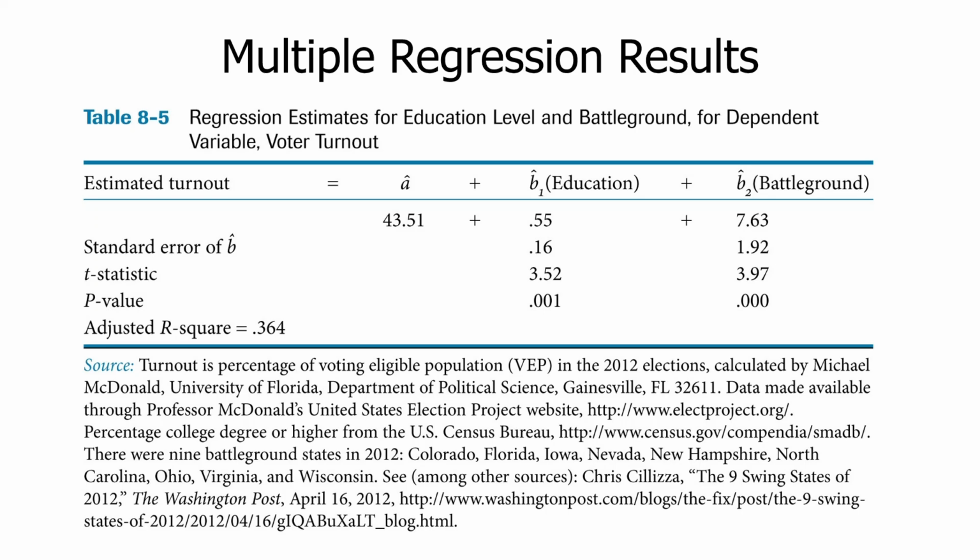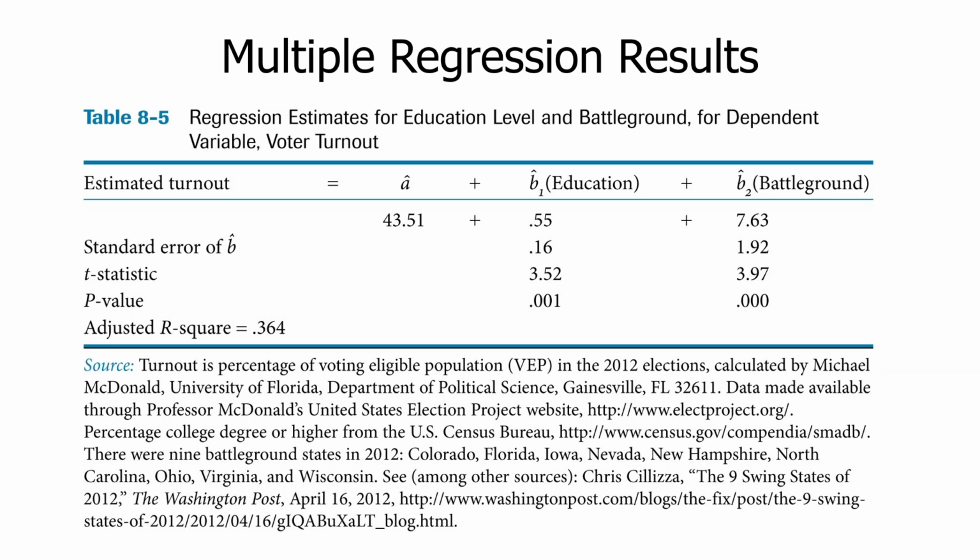But that effect didn't account for the fact that battleground states have higher levels of education than non-battleground states. Again, we get a real manageable standard error and a large t-statistic and a p-value that invites us to reject the null hypothesis. A final note on this: the adjusted R-squared in multiple regression tells you how completely all the independent variables in the model explain the dependent variable.